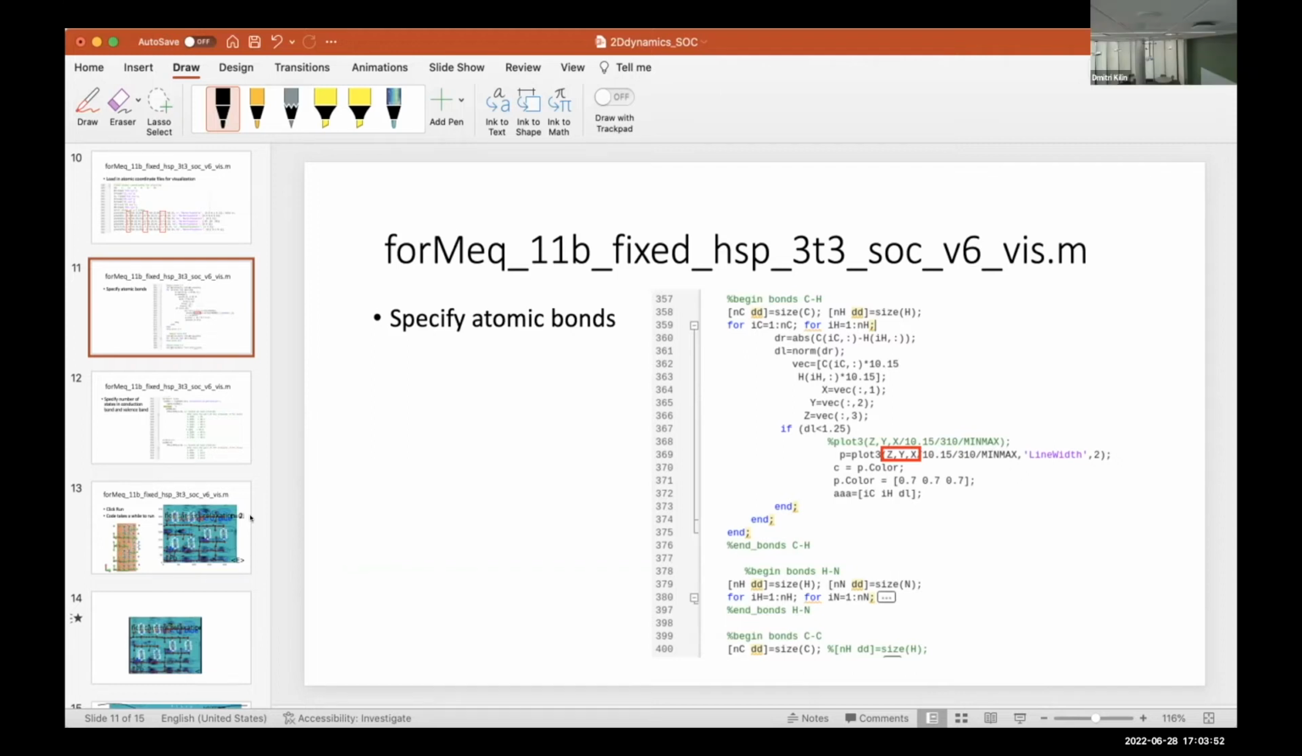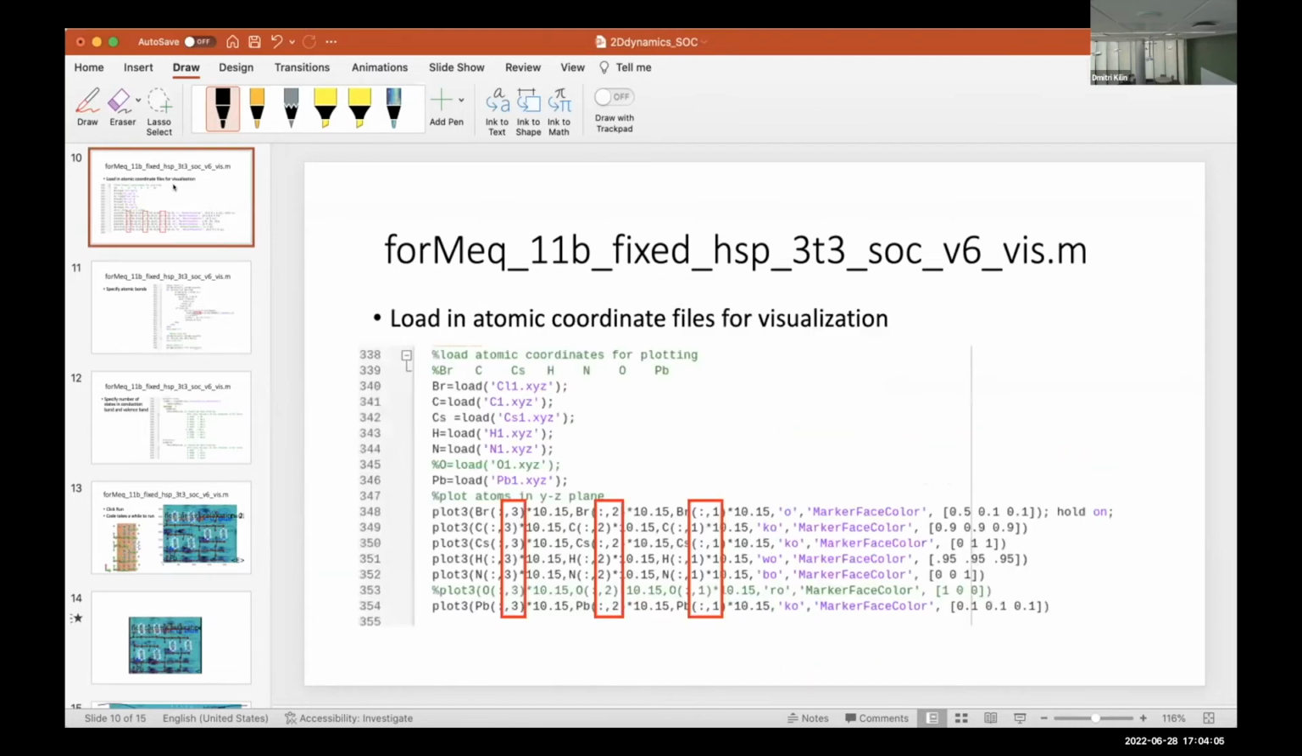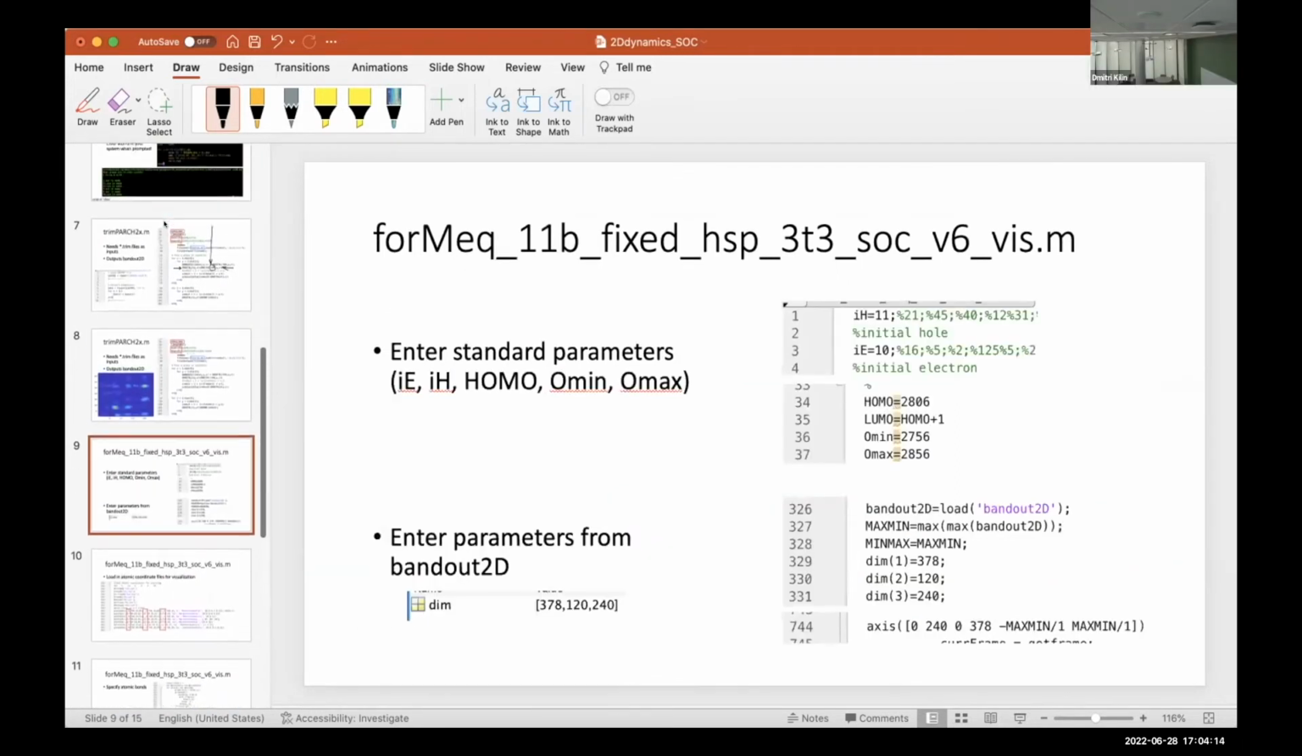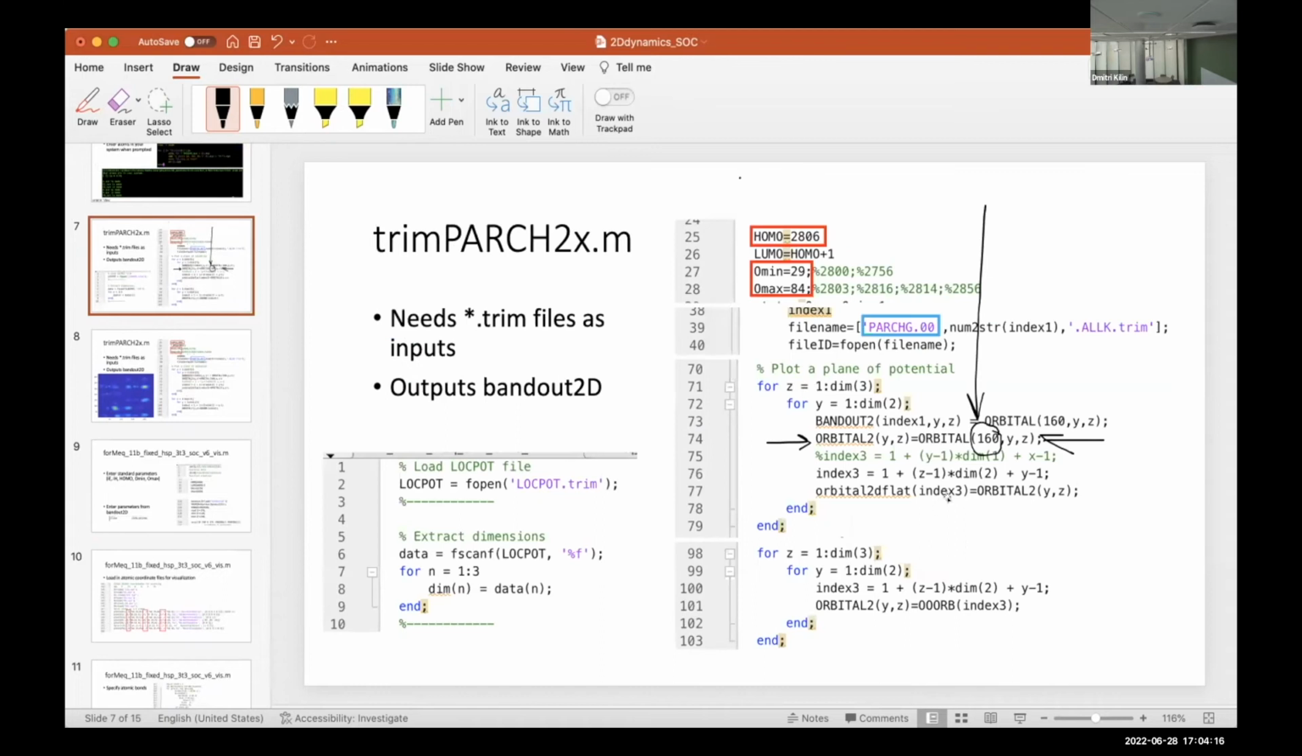So the Z should be the last one, and whether X or Y should be first depends on how you organize these. I see. Okay, guys, thank you.